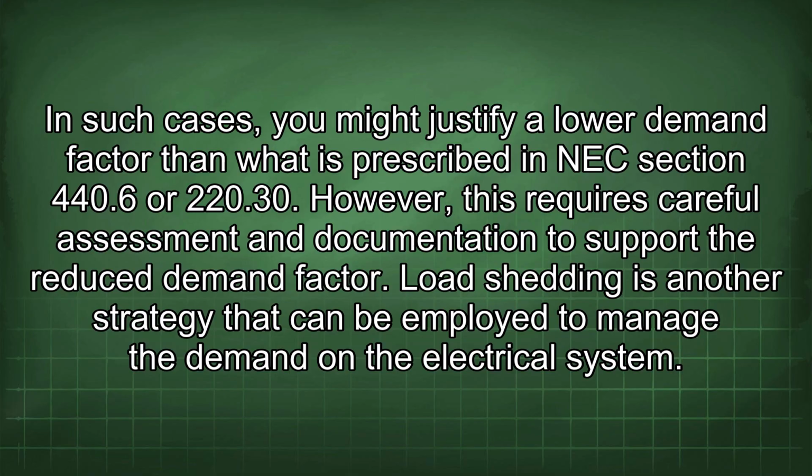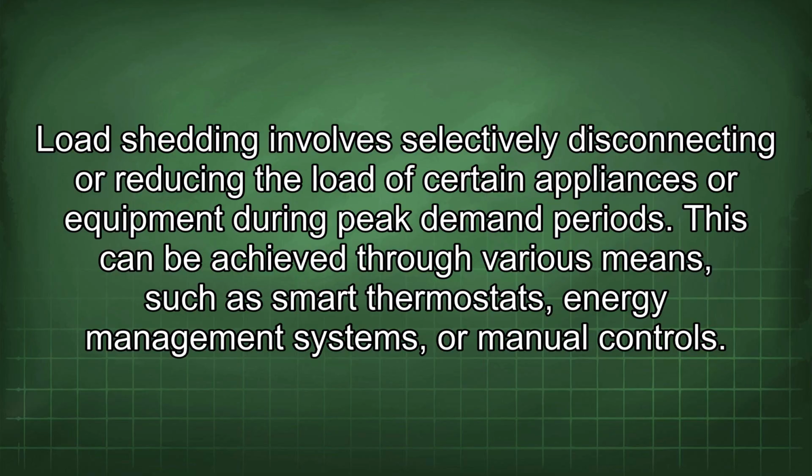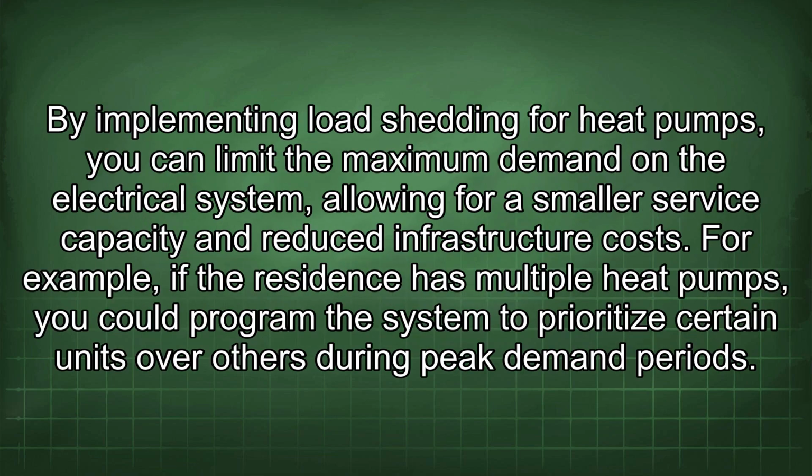Load shedding is another strategy that can be employed to manage the demand on the electrical system. Load shedding involves selectively disconnecting or reducing the load of certain appliances or equipment during peak demand periods. This can be achieved through various means, such as smart thermostats, energy management systems, or manual controls. By implementing load shedding for heat pumps, you can limit the maximum demand on the electrical system, allowing for smaller service capacity and reduced infrastructure costs.